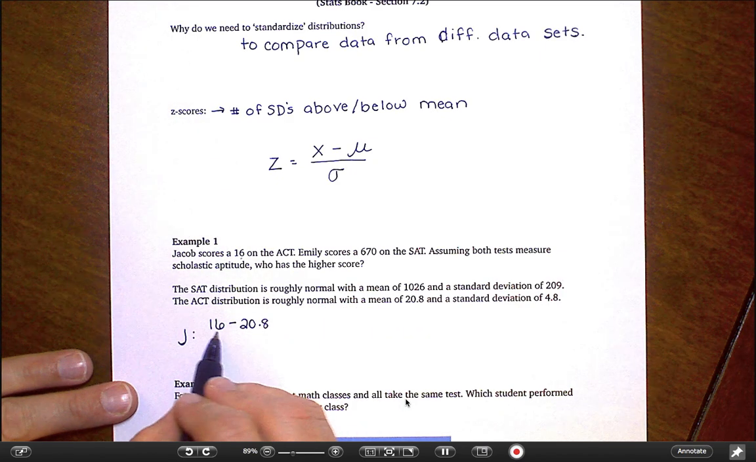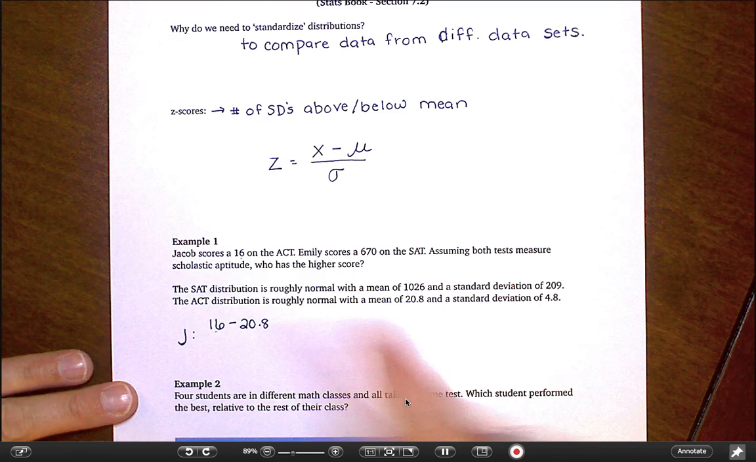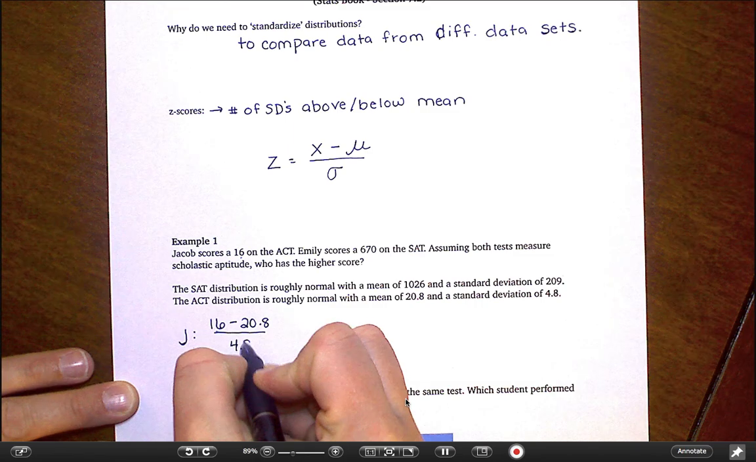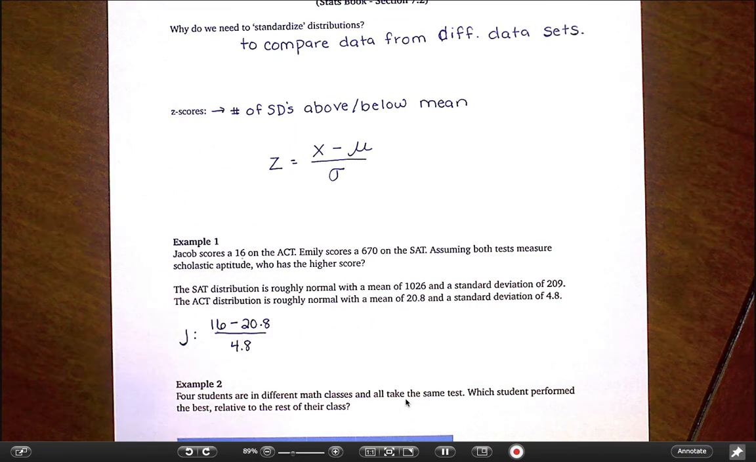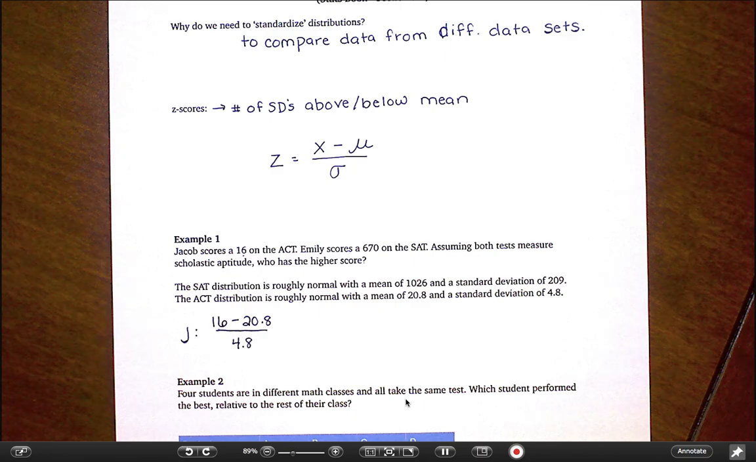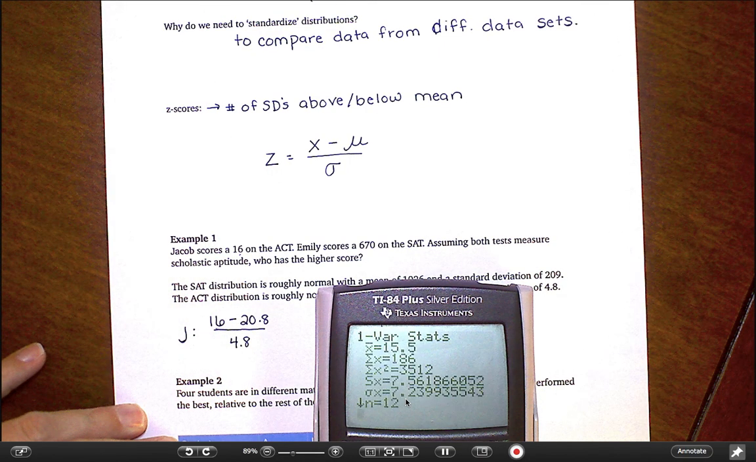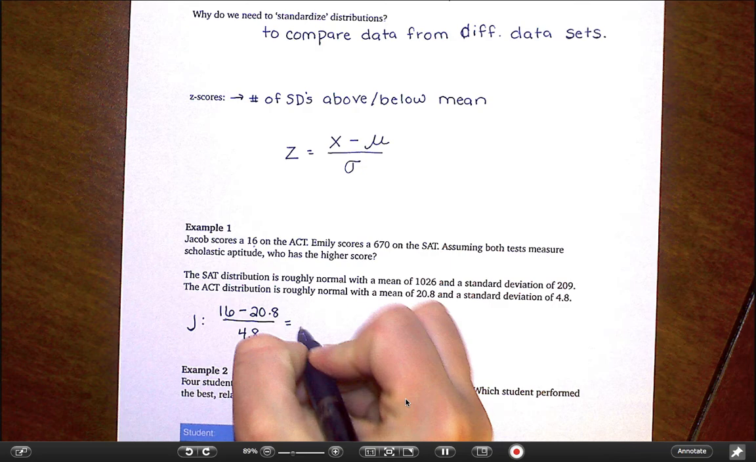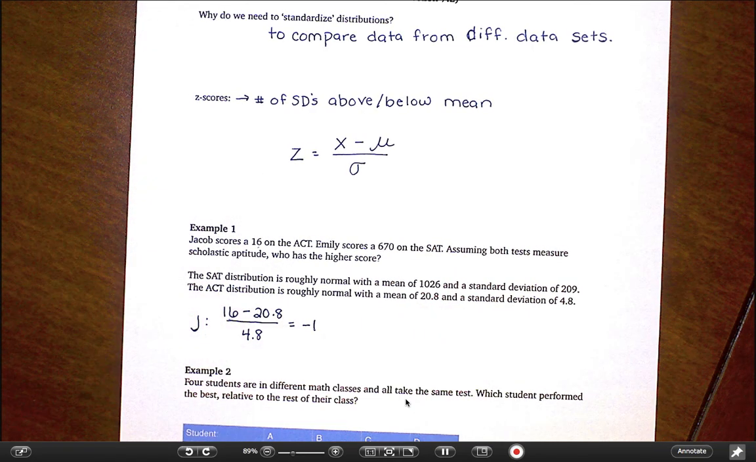And then I want to know what that distance equates to in terms of standard deviation. So I'm going to take that and divide it by 4.8. I can tell this one is going to be negative because his score is below the mean, right? So we're going to go 16 minus 20.8. Notice I use parentheses there, and then divide by 4.8. So negative 1. That tells me that Jacob is 1 standard deviation below the mean. If I'm looking at a normal curve, he is 1 step to the left.